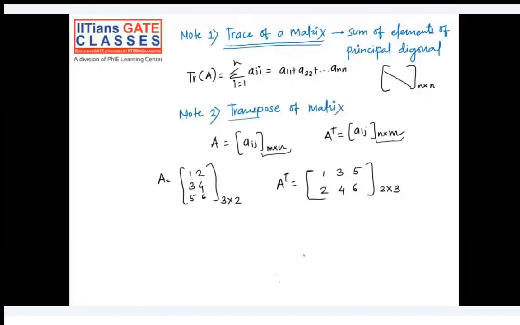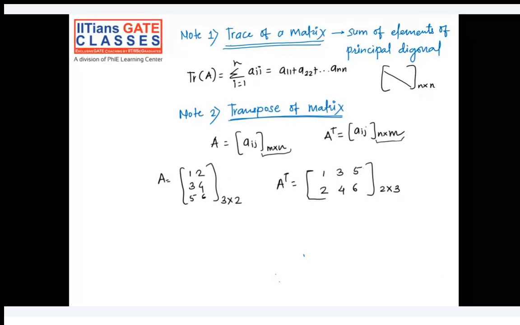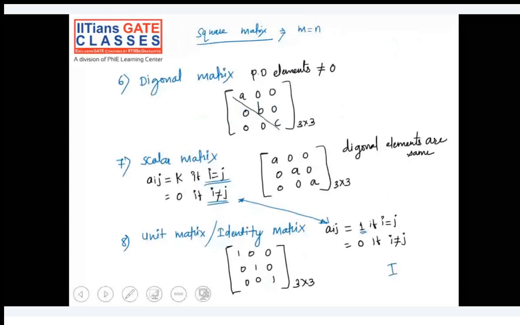The trace of a matrix is nothing but the sum of elements of the principal diagonal. So basically, you can see it is possible. Principal diagonal, we are talking about this principal diagonal every time in diagonal matrix, in scalar matrix, unit matrix, and all. But before mentioning this, I have told you that we are talking about square matrix only. So these all terminologies are associated with a square matrix.